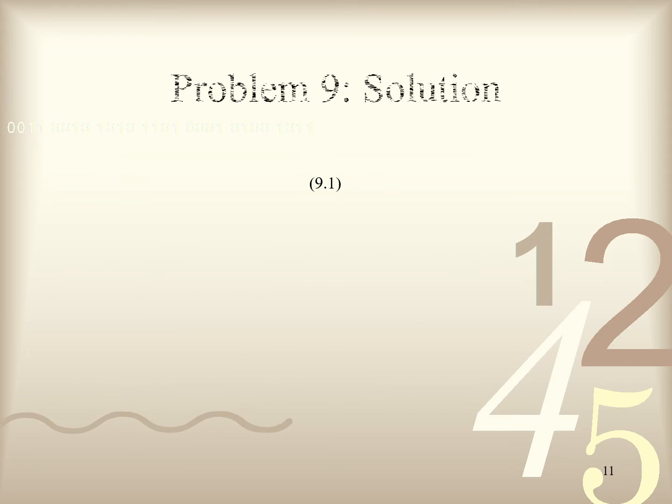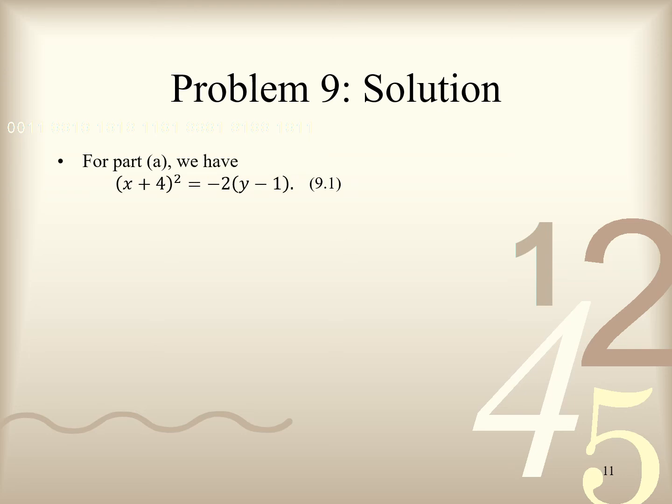Now let's begin solving problem 9. For part A, we have the given equation (x + 4) squared equals negative 2 times (y - 1), which we label as 9.1. This is the equation of a parabola with a vertical axis of symmetry, in standard form.